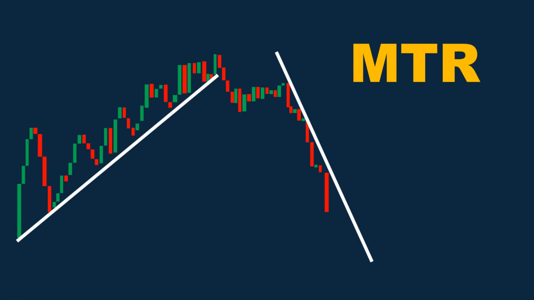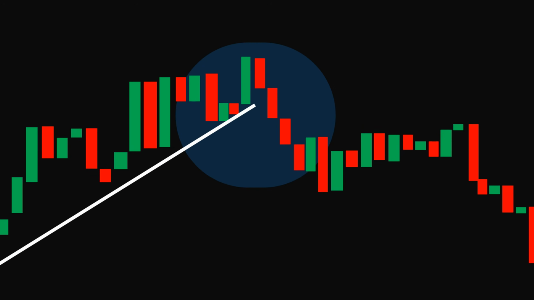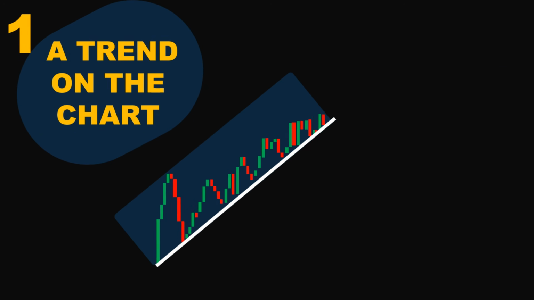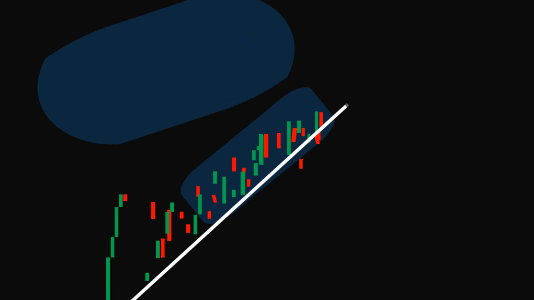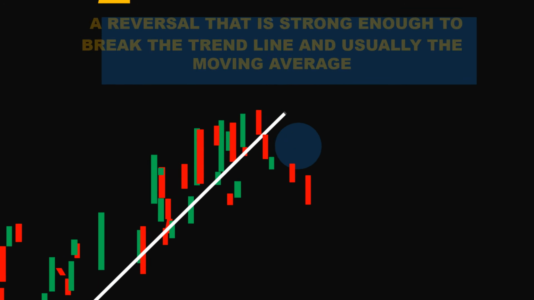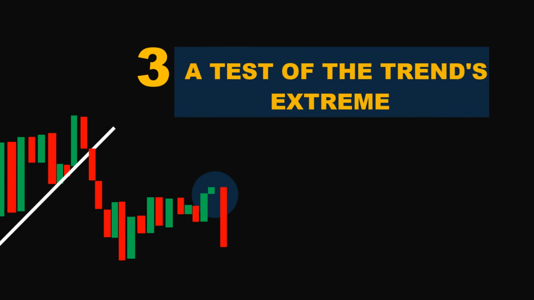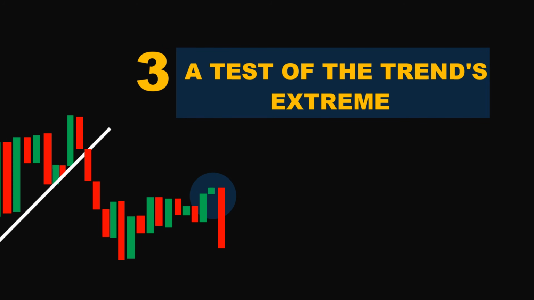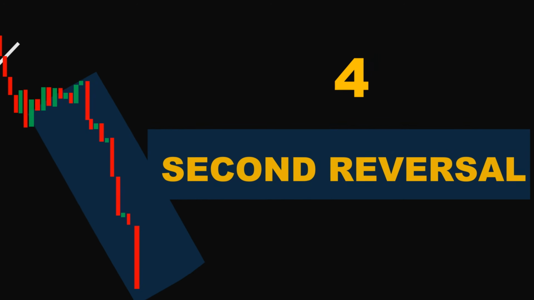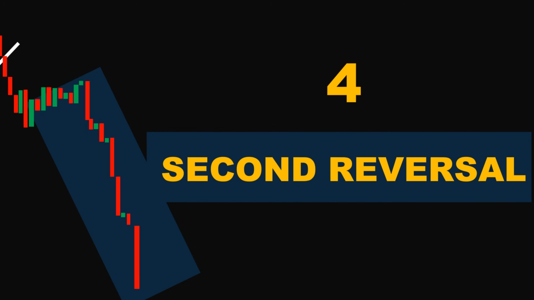The earliest signals for most major trend reversals have a low probability of success, but offer the largest reward, often many times greater than the risk. Four things are needed for a major trend reversal. A trend on the chart. A counter-trend move, a reversal that is strong enough to break the trend line and usually the moving average. A test of the trend's extreme. And then a second reversal, with the second reversal going far enough for there to be a consensus that the trend has reversed.